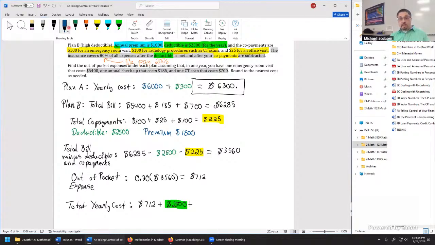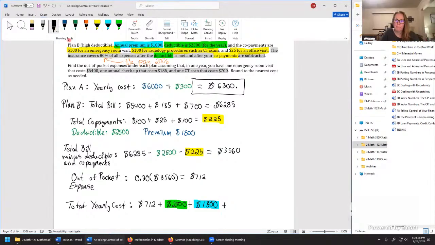Then we still have to pay the premium. So we go over to here, $1,800. And don't let me forget any part of the bill. It's easy to do with all these pieces. $1,800 here. That's not all we paid. There's one last thing that I almost missed. Anyone see what the last part of the yearly cost is? The copay. Yeah, good call.